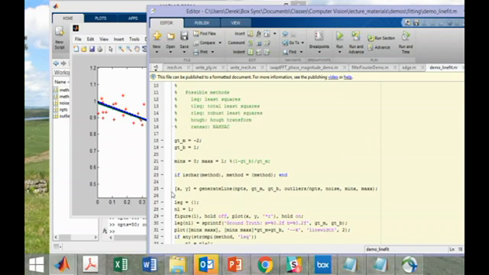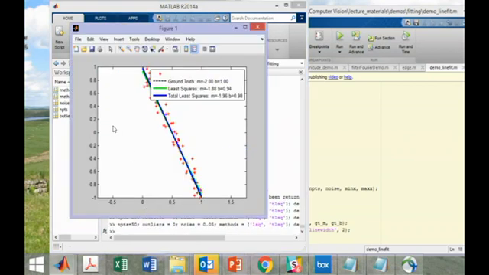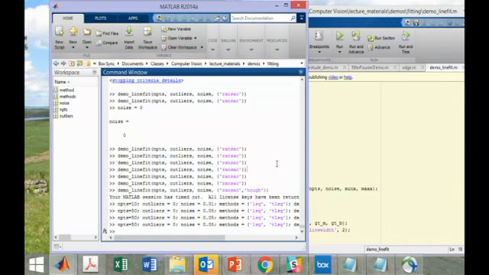Slope. Okay. So the ground truth is -2.1. Least squares is predicting -1.88, and total least squares has a better, more accurate prediction of -1.96. That's because it's a better fit to the noise model. So if I generate that some more times.